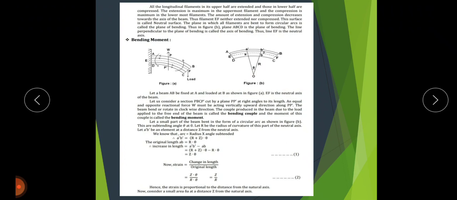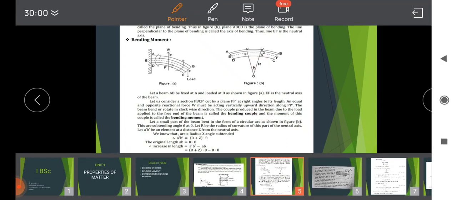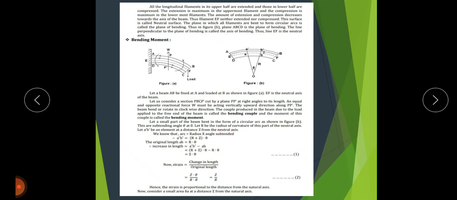Then next, original length AB. Here the original length AB, which is free from the bending, is equal to the product of radius and angle subtended. The original radius of curvature is R and the angle subtended is theta. So the original length AB is equal to R into theta.